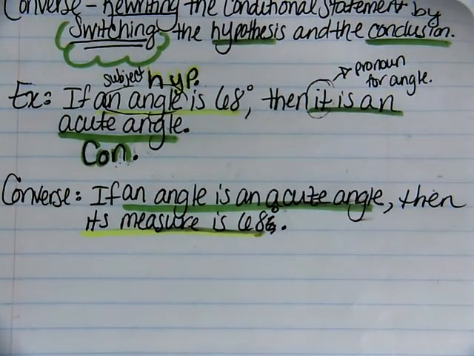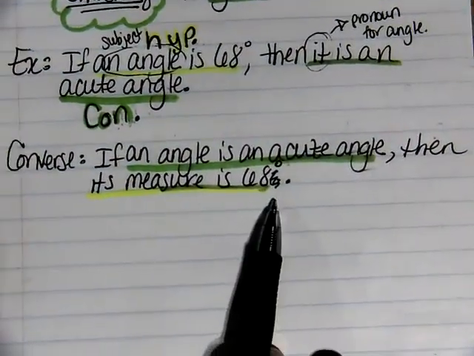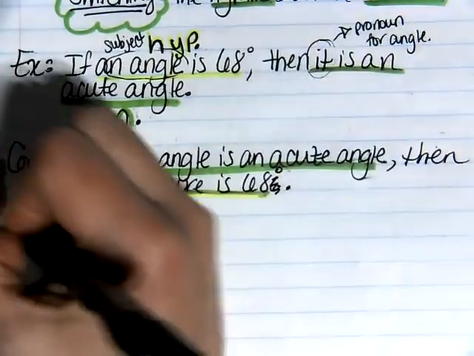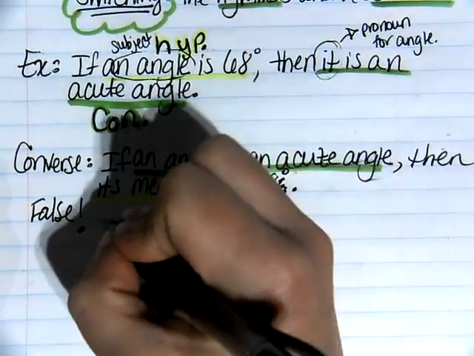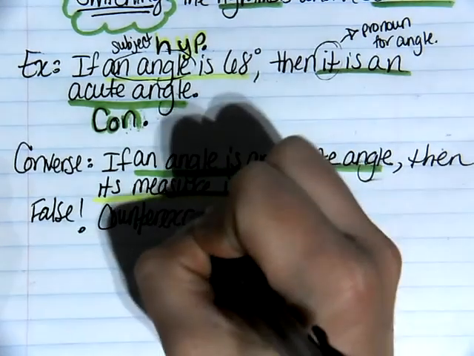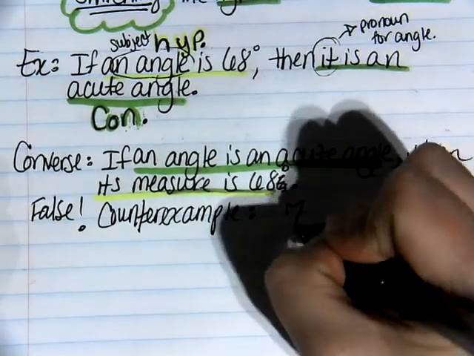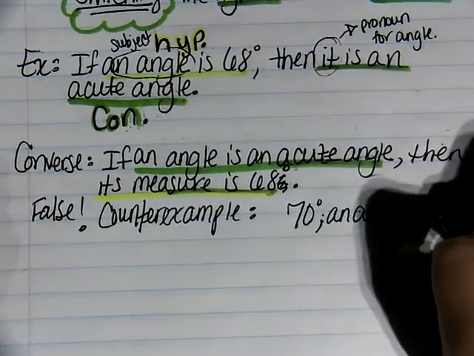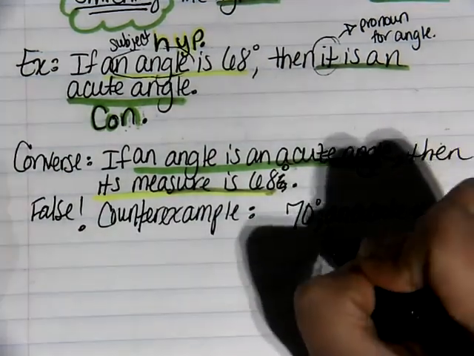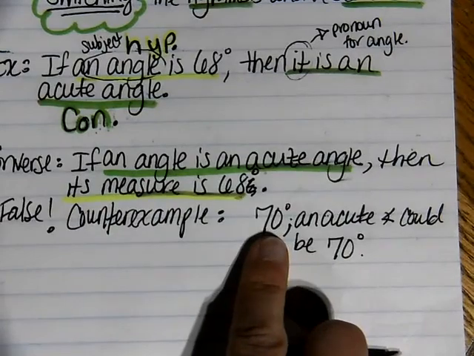And let's go ahead and analyze this. Is this statement true? If an angle is an acute angle, then its measure is 68 degrees. Is that true or false? Well, in this case, it's going to be false. That's not true. Are all acute angles 68 degrees? No, not at all. Give a counterexample. And a counterexample is an acute angle could be, how about 70 degrees? An acute angle could be 70 degrees. So my counterexample is 70.